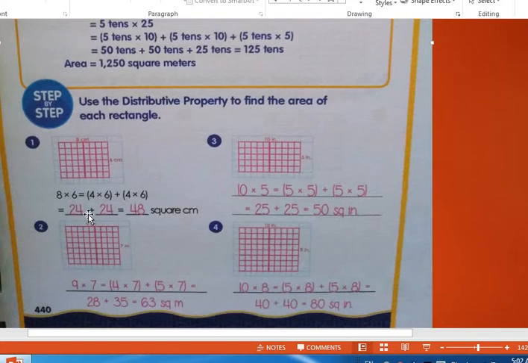What's 24 then, miss? 24 means here 6 times 4 will give me 24, plus 6 times 4, 24. And where is the 48? Here, 48. So, in other words, I can say 8 times 6 and write up here, 48 equals 24 plus 24. Okay, so the answer will be 48 square centimeter.